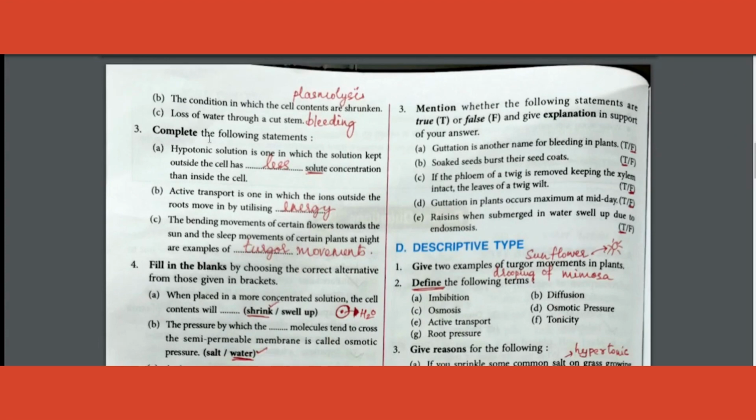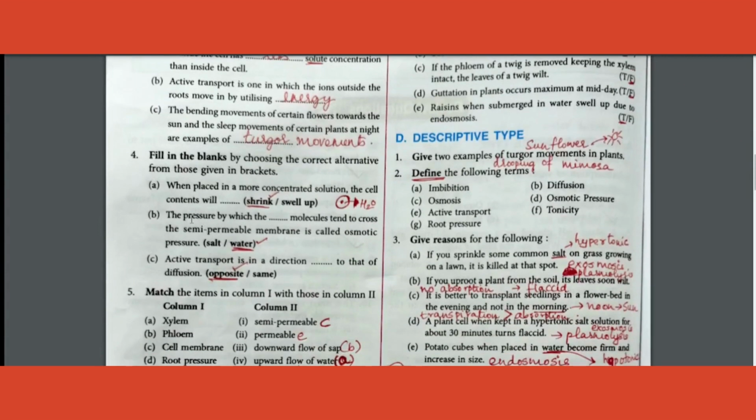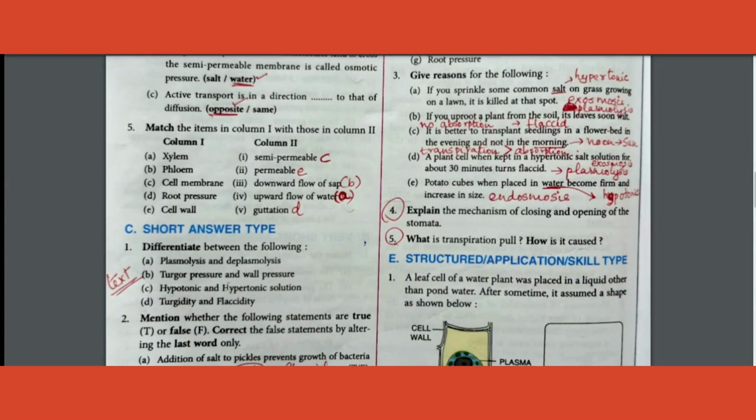Right. Coming to complete the sentences. I have answered it for you as well. Now fill in the blank. When placed in more concentrated solution, the cell contents will shrink because water will move out from where water is more to where water is less. So if you keep in a concentrated solution, that means the solution outside is hypertonic, and when you have a hypertonic solution, the cell shrinks. So on. Answer for match the following is also written. I have not differentiated between two terms that are given. That's because it's as such given in the textbook.